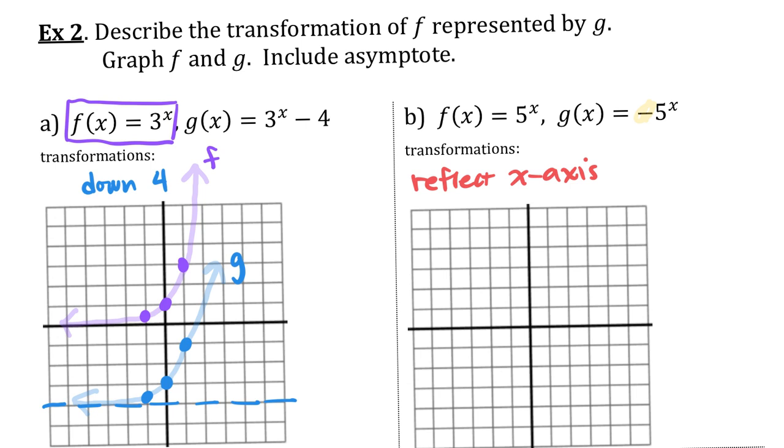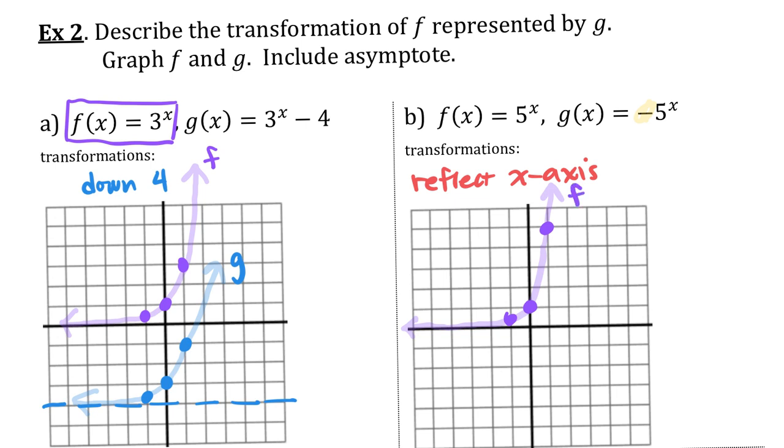Okay, the asymptote's the x-axis. The y-intercept is 0, 1. If I plug in 1, I get 5. 1, 2, 3, 4, 5. If I plug in -1, I get 1/5, which is really, really low. And that's okay, because I just want to know that it goes something like this. Okay, that's my graph of f.